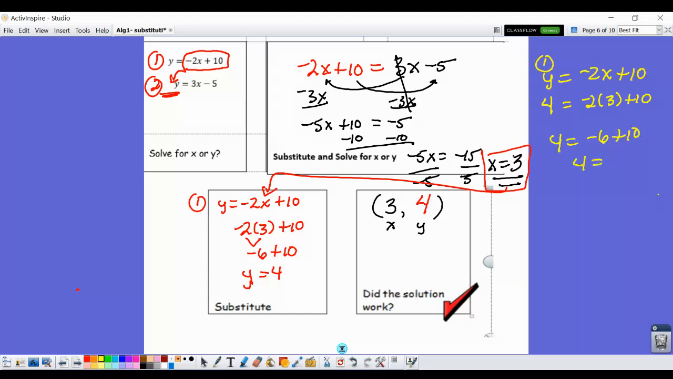I see 4 equals 4. I know that is true. So I know I solved the first one right. But I have to check the other equation because there are 2 of them. So again, I'm substituting. 3 times 3 is 9. 9 minus 5 is 4. I have 4 equals 4. I know I'm correct. If they both do not turn out as true, then I know I did something wrong.